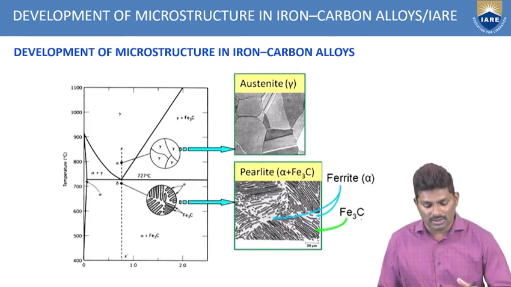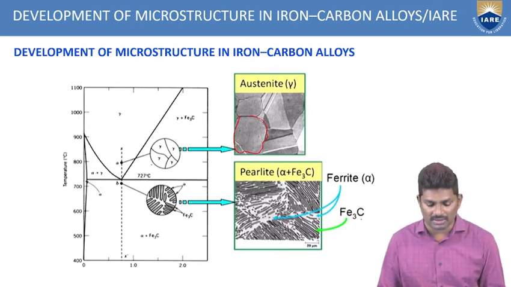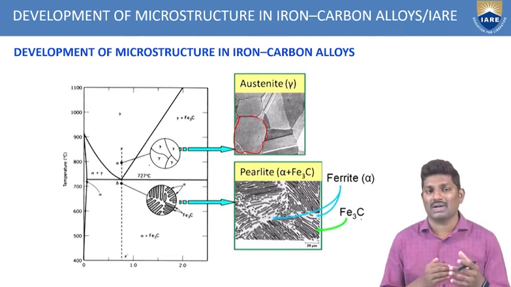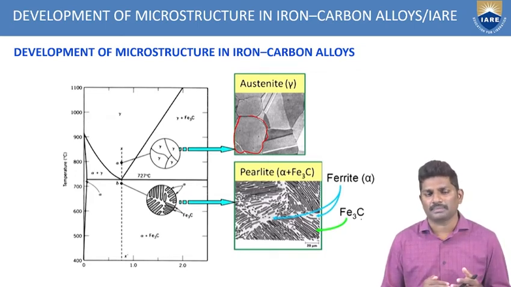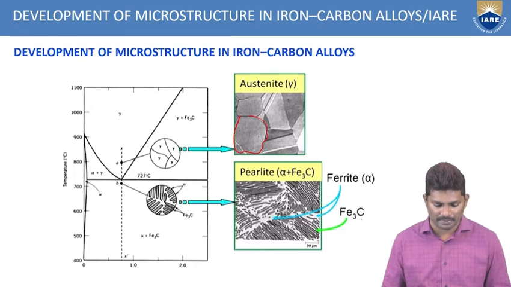And the solid regions that you are seeing in this are completely austenite. There is no other combination. Complete austenite you are having. So that is the development in the microstructure of this iron carbon diagram during the cooling process at 0.76 weight percentage of carbon. So it is converting from austenite to pearlite.